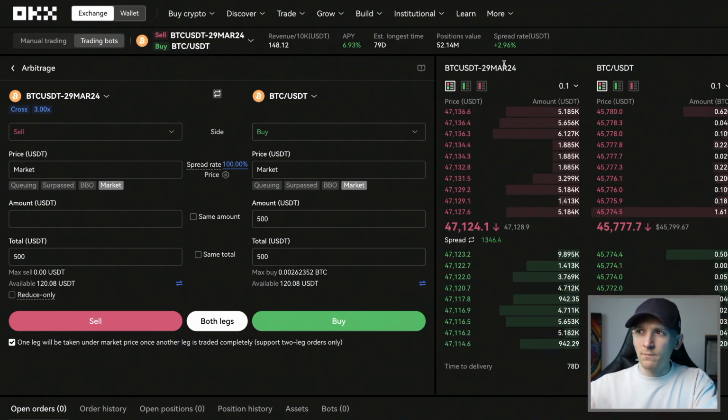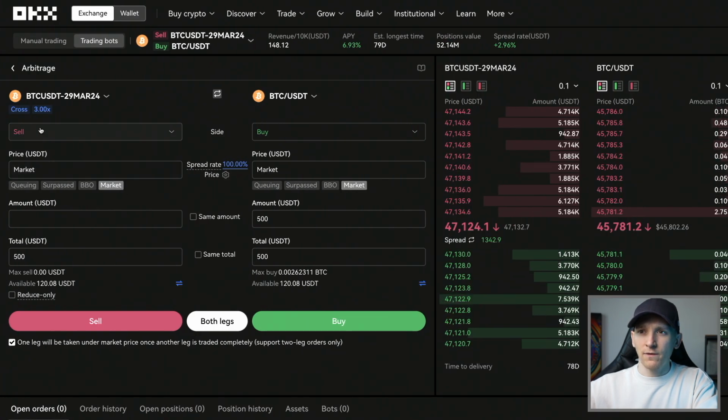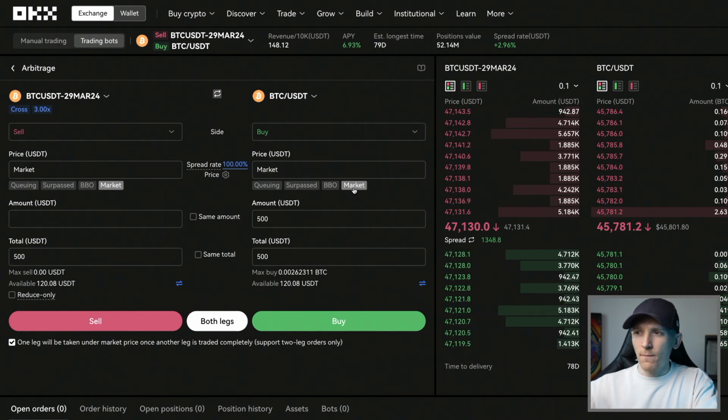So the market is telling me that it thinks that in March, the price of Bitcoin is going to be higher than it is now. So it's 45 now. What we would do here is, of course, trade the exact same thing. So we need to sell the futures and buy the spot. Market price for each, or market execution, and then the amount would have to be exactly the same.